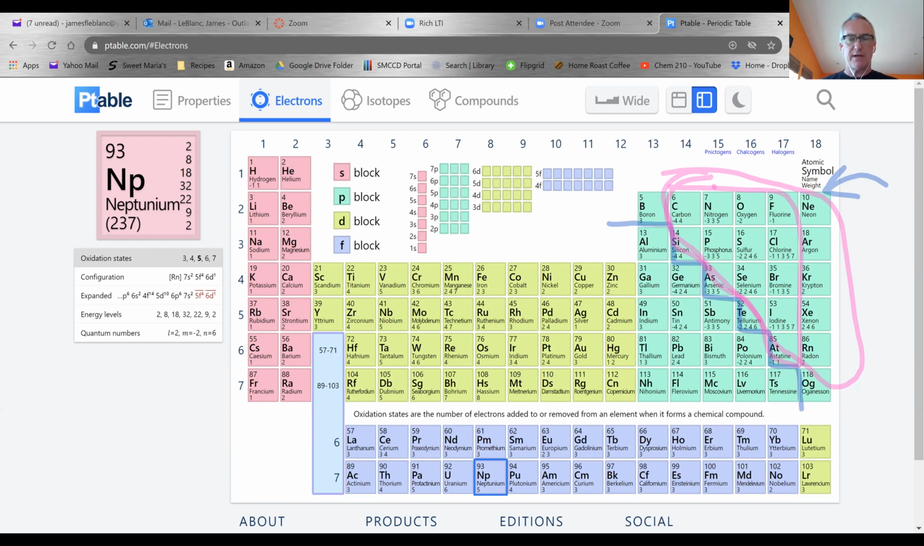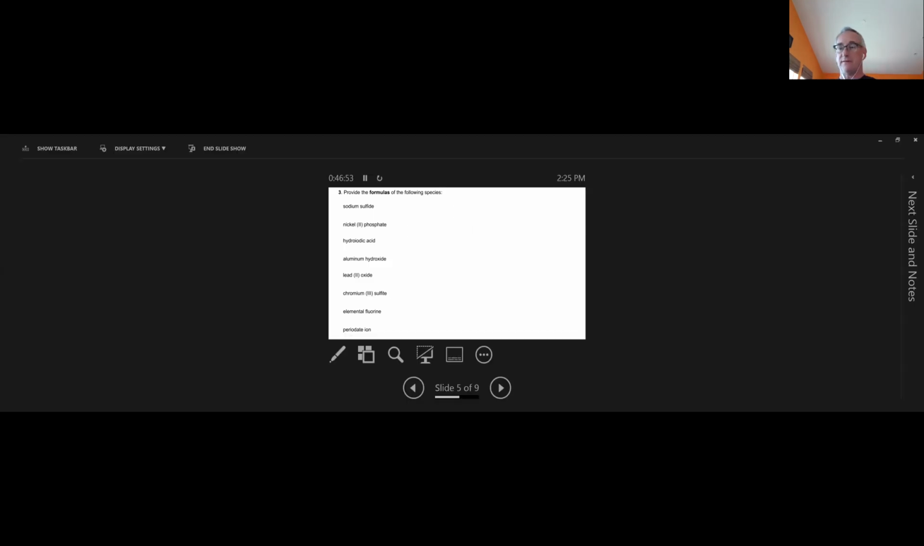So we go back to the formula and have a look. Sodium sulfide. Is sodium a metal or a non-metal? Metal. Sodium's a metal. And what about sulfide?